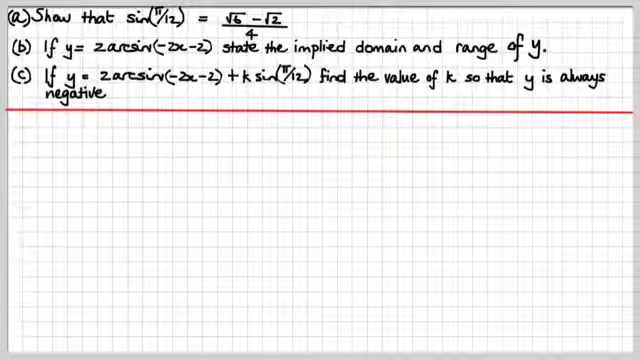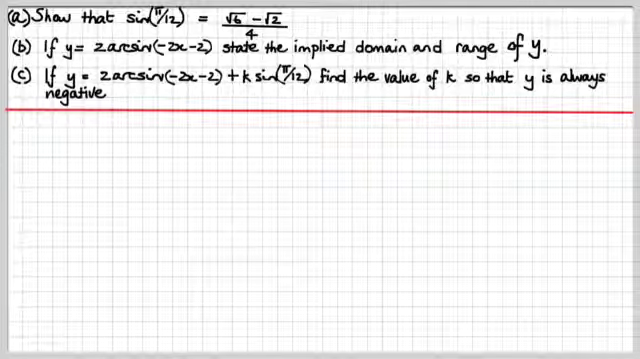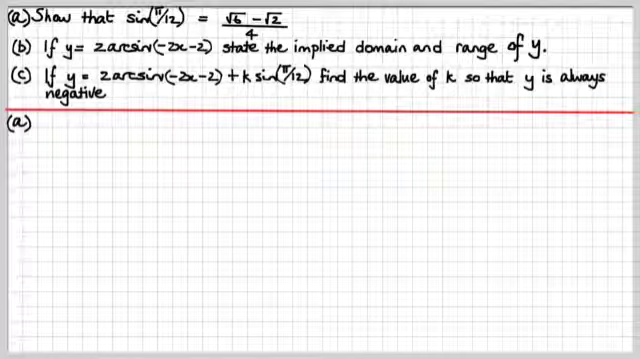This question centres around trig functions and inverse trig functions. It's probably a good exam 1 standard question, and it would be a great one for us to have a go at. Alright, part A. We've got to show that sine of pi on 12 is root 6 minus root 2 all over 4.